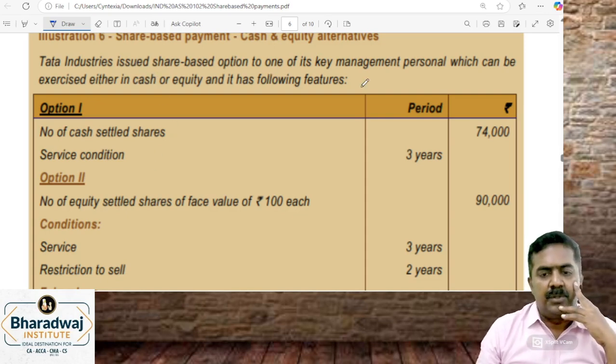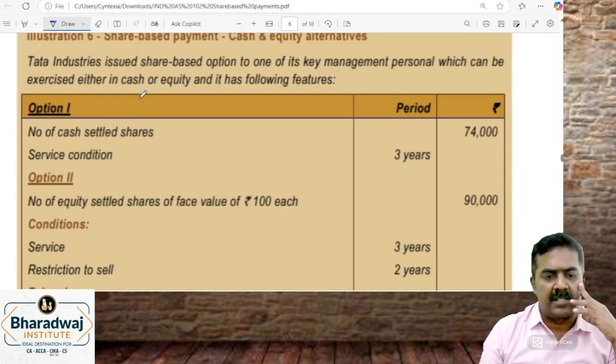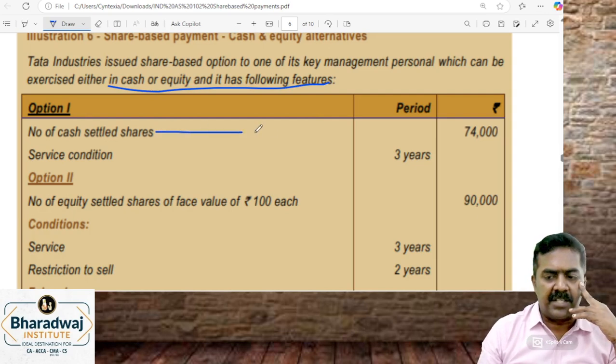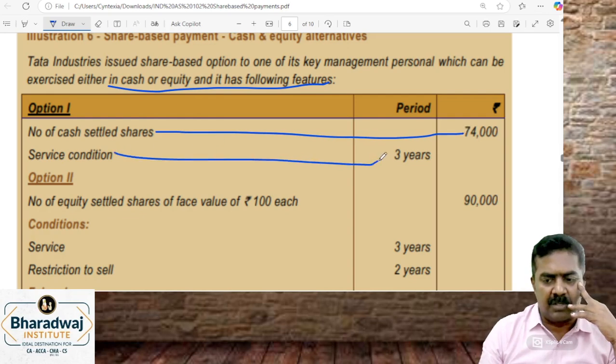Tata Industries issued a share-based payment option to one of the key managerial personnel, which can be exercised either in cash or in equity, with the following features. Number of cash settled shares is 74,000. Service condition is 3 years.